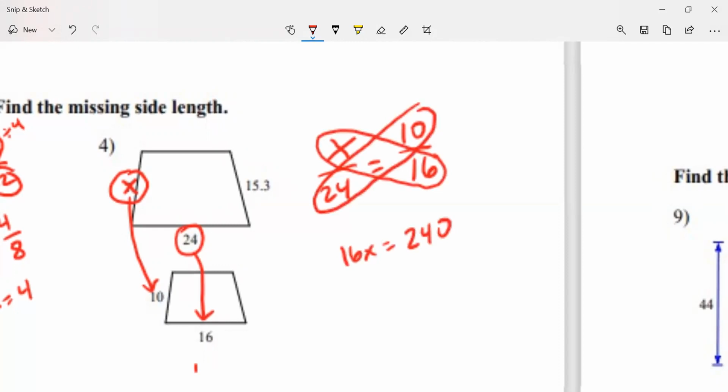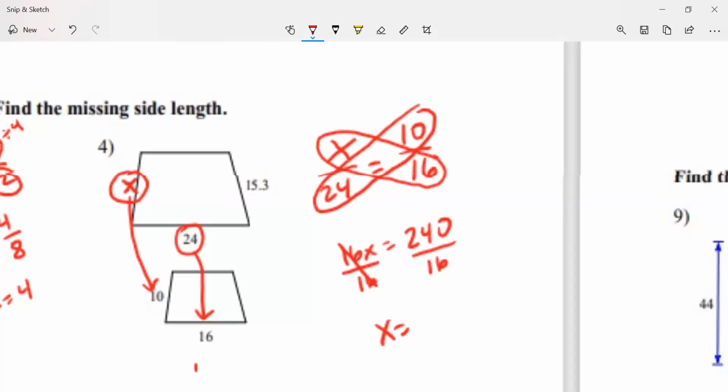Now to get the x by itself, let me divide both sides by 16. Right, I divide by the number in front of x. So x is equal to 240 divided by 16, which is 15.